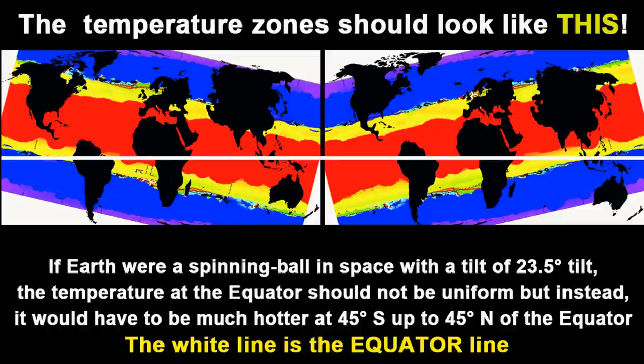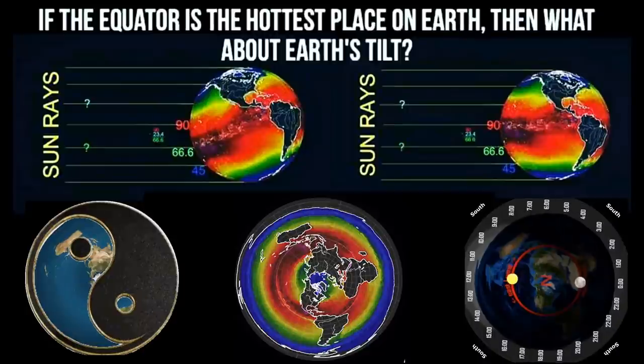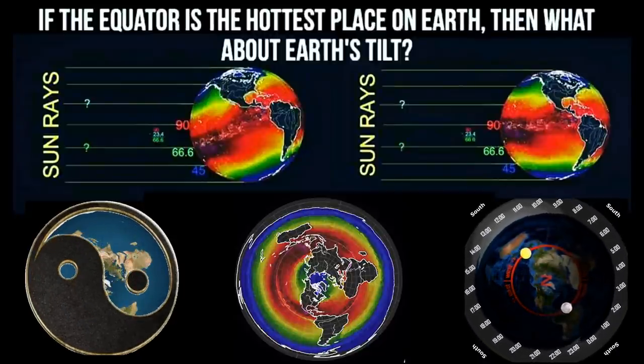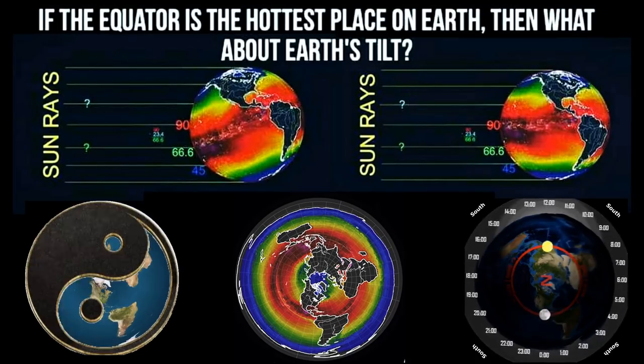This is really one of the first big problems for the globe model, although the model does recognize the fact that there is more heat concentrated in the circular region of the equator. The hotter region represented by the color red fits more perfectly to the flat Earth model, represented here by the AE map.